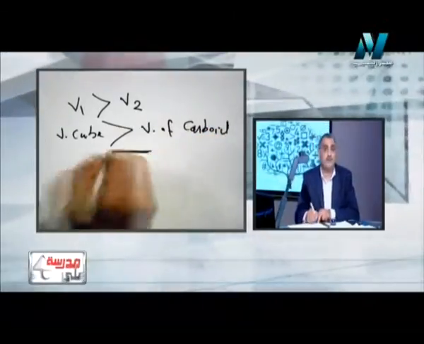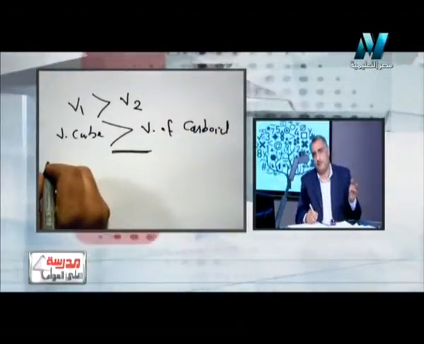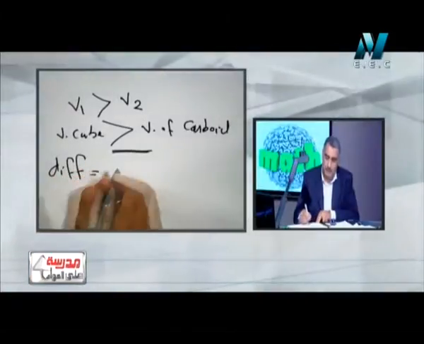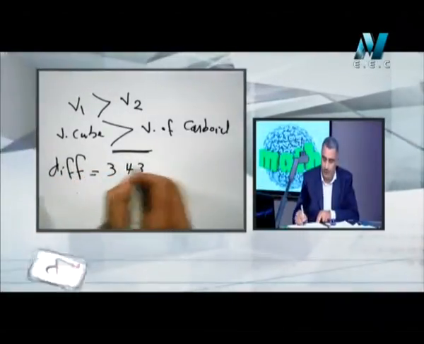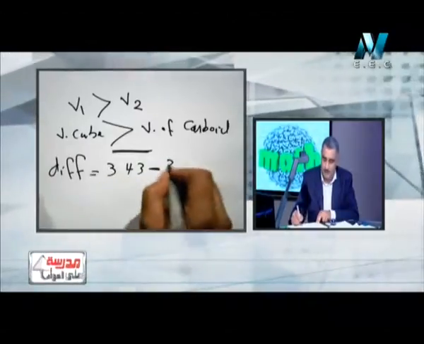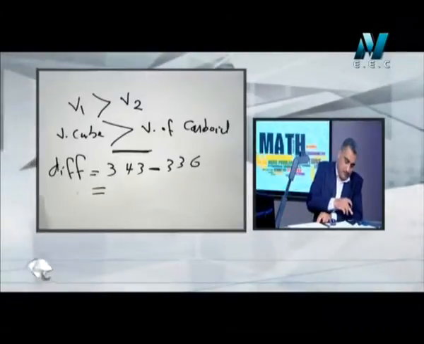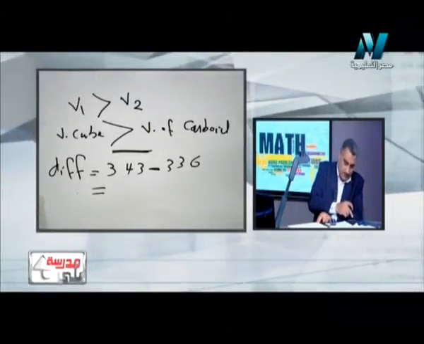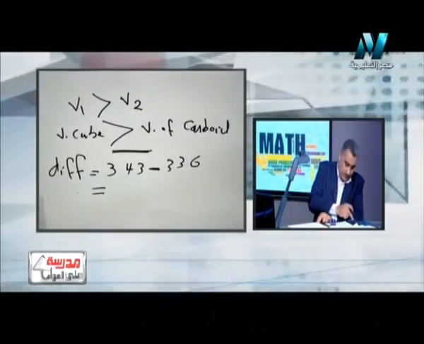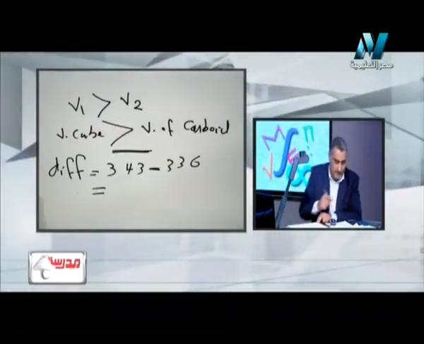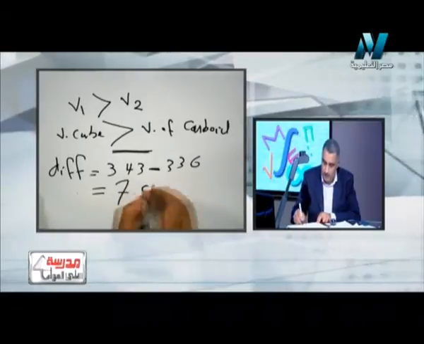The second part of this example: what is the difference between them? We have the two volumes, just subtract them. Difference equals 343, the biggest one, minus 336. The result will be 7 centimeter cube.